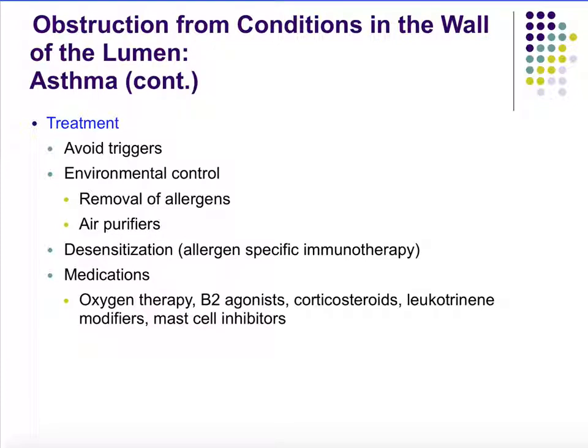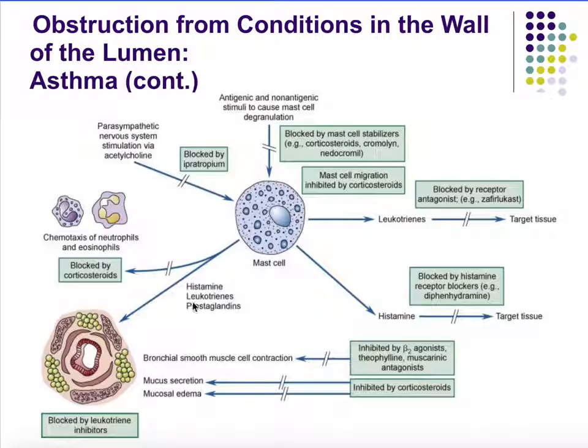And then finally, we can have medication. So oxygen therapy, that would be low dose oxygen. Beta-2 agonists, so that has to do with the adrenergic receptors, so the sympathetic nervous system, which we know bronchodilates. Corticosteroids to deal with the immune response, leukotriene modifiers. Again, those are some of the chemicals released by our mast cells, and there we go, mast cell inhibitors. So this is just a figure that kind of shows how the mast cell is involved in our asthma.